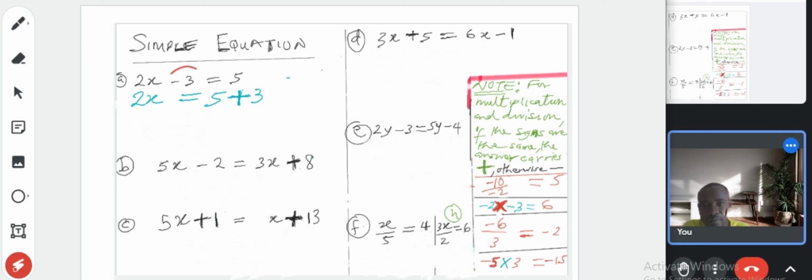So minus 3 was here, you moved it, it became plus 3. Then you wrote the 5 that was there. Whatever 5 had, you will retain it because it was a plus. That's why you left it as plus.